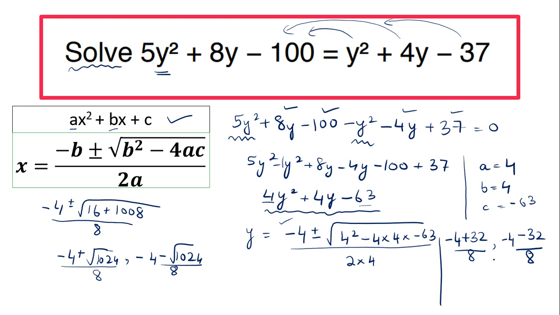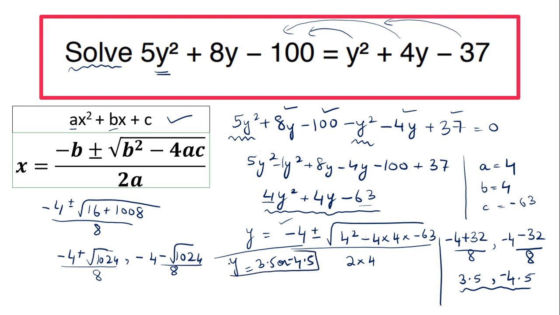So negative 4 plus 32 gives me a 28. 28 divided by 8 gives me one value as my 3.5. And the other value, now negative 32 with negative 4 is going to be negative 36. And negative 36 divided by 8 gives me 4.5. Therefore, these are my two values. So I can basically say that my y is equal to either 3.5 or 4.5. Sorry, it's supposed to be negative 4.5 because negative 4 and negative 32 is a negative 36. Negative 36 over 8 is going to be negative 4.5.